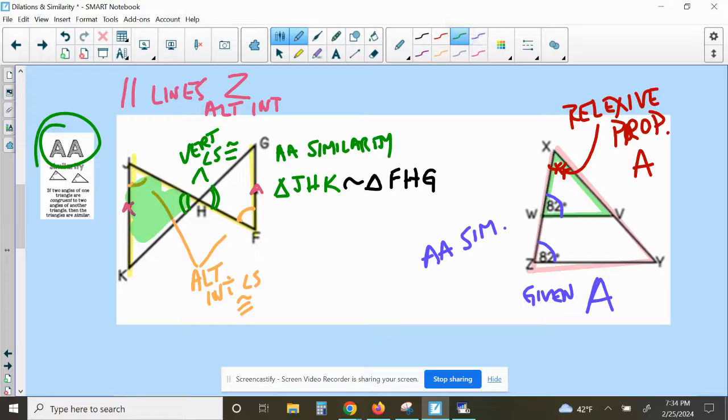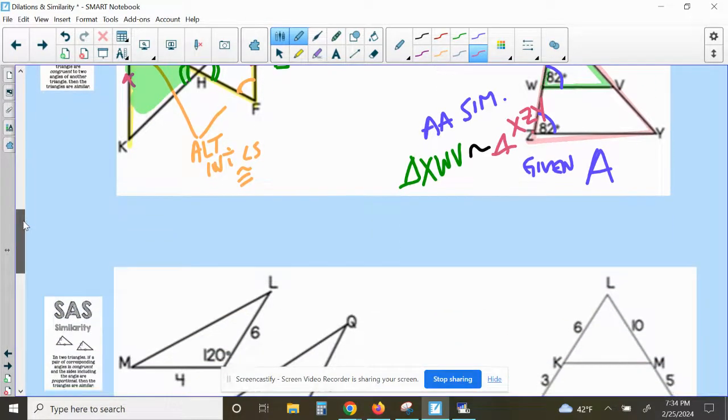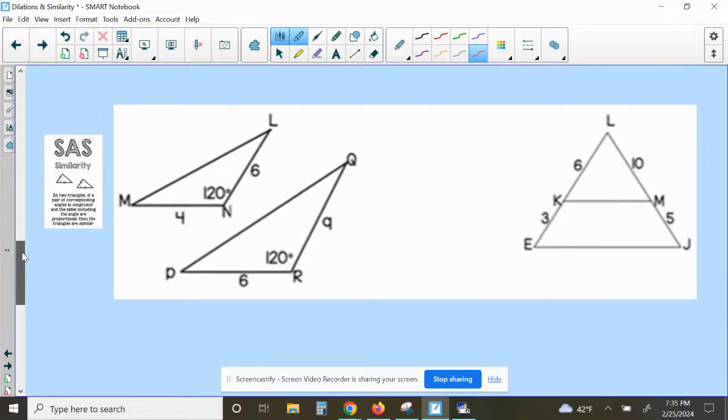And remember, we just have to name them the correct way. So I'm going to name the top green guy XWV. He is similar to the pink guy. Remember, you've got to match up. Still at the top is going to be triangle X, and then coming down, Z over to Y. So we do have some pairs of similar triangles. Okay, next one.